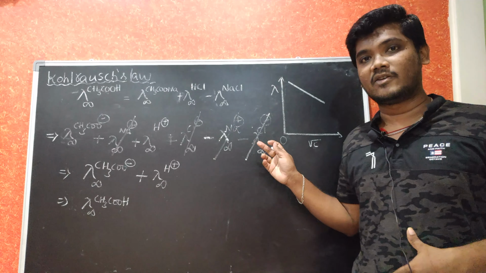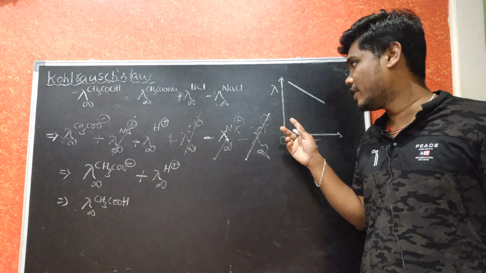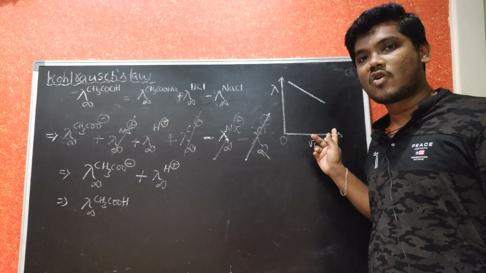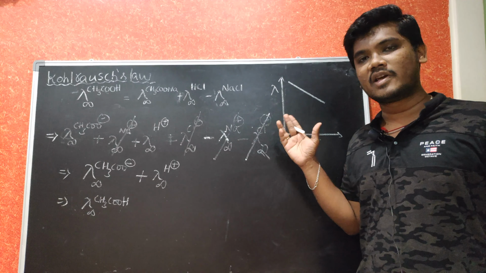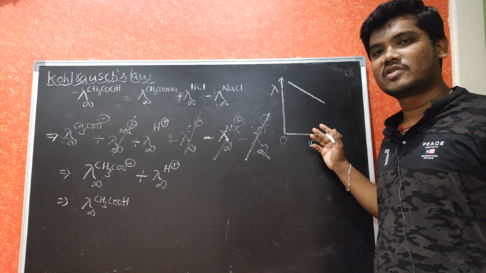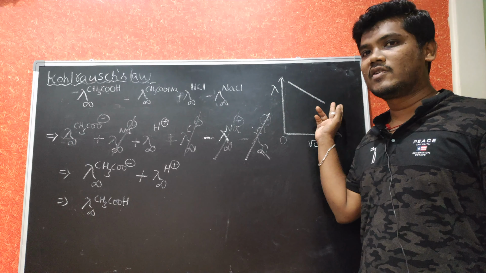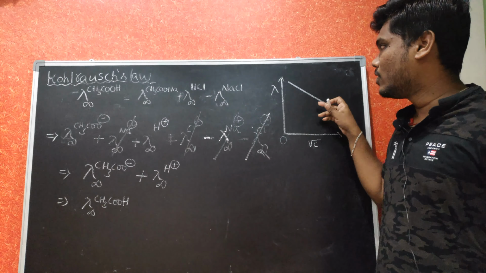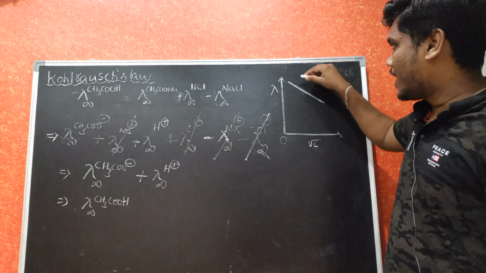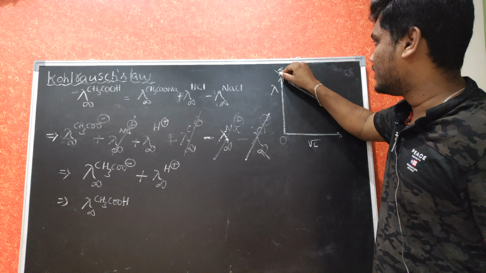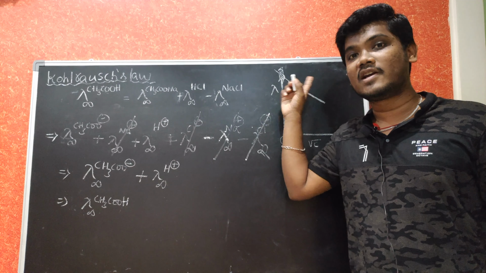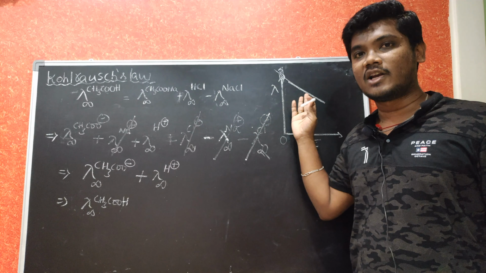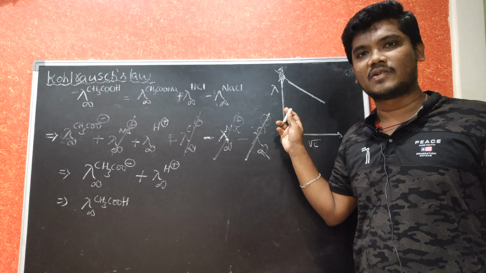During the graphical method, we have to take the equivalent conductivity on the y-axis and concentration on the x-axis. Based on the equivalent conductivity value at different concentrations, we get a line with a negative slope like this. If you extend the line towards the y-axis, it cuts the y-axis at a certain point. That point itself represents the equivalent conductivity of the strong electrolyte at infinite dilution.